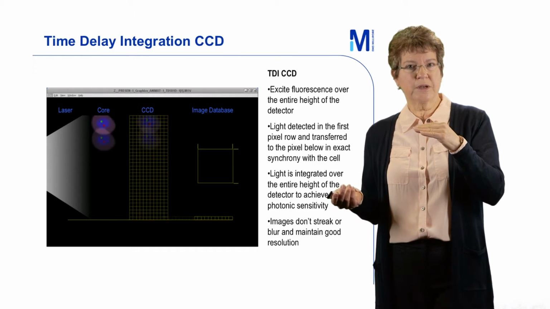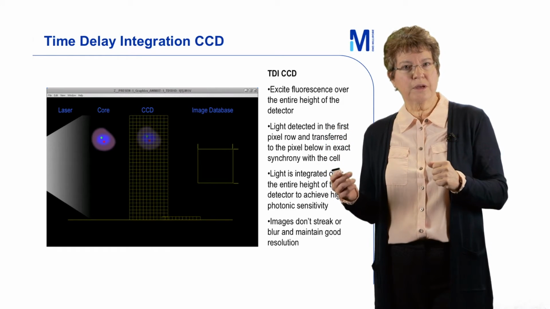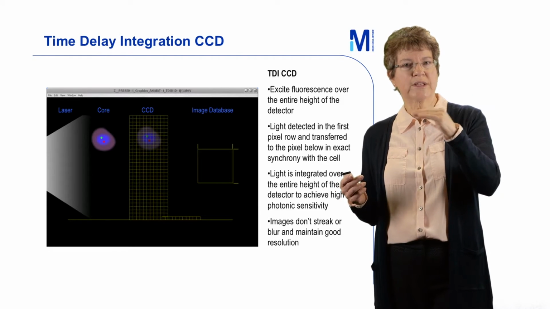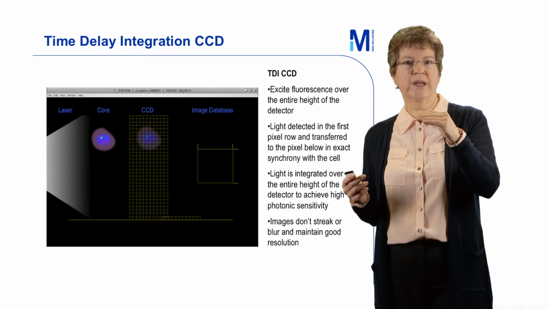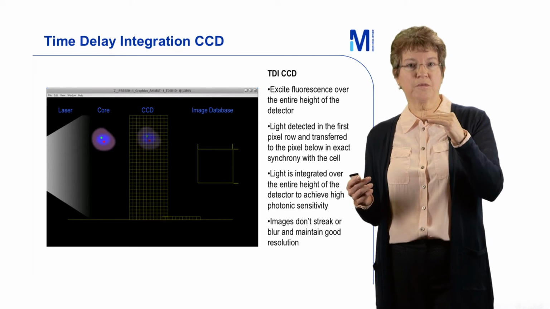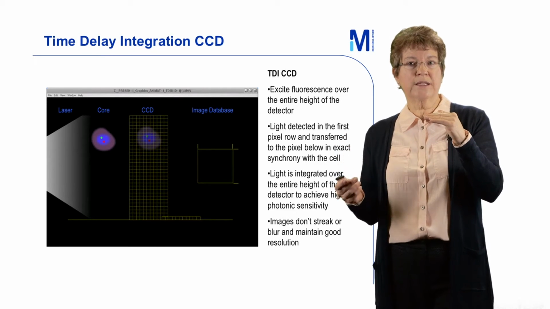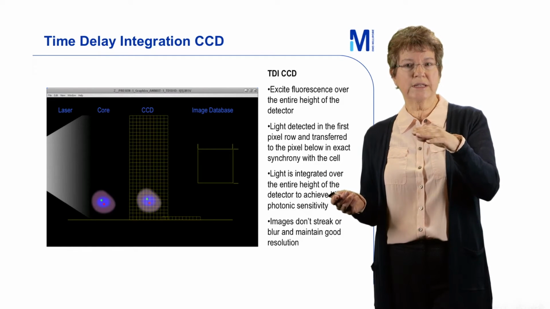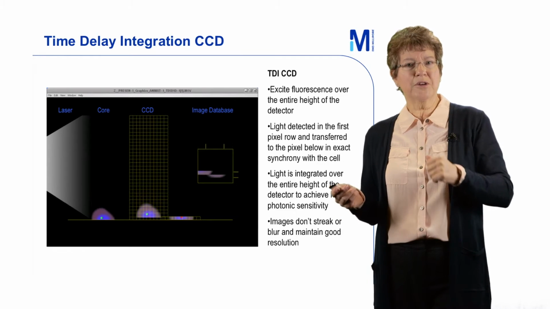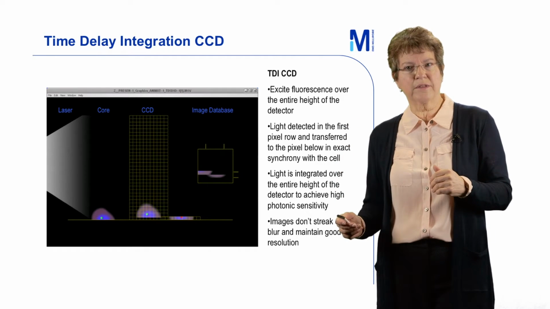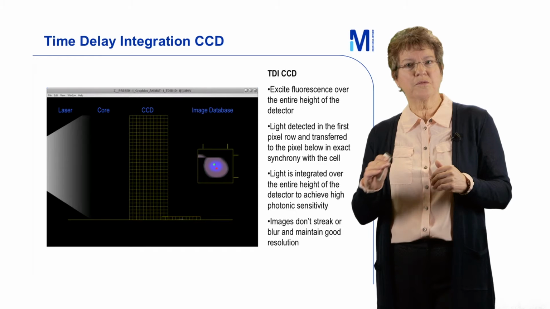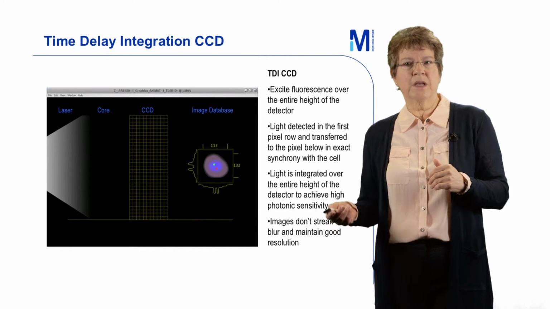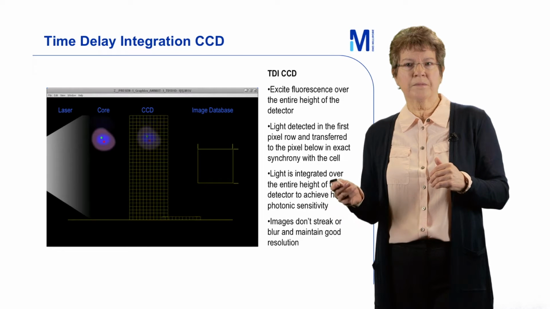The cell's moving. As the cell is moving, the light that's captured in that pixel row is integrated into the next pixel row in exact synchrony with the flow rate of the cell, such that by the time the cell reaches the bottom of the camera, you can see it's getting brighter and brighter. We've integrated that light over the entire length of the camera, and the image is read out in the bottom row and reconstructed. So I'll show you that one more time.